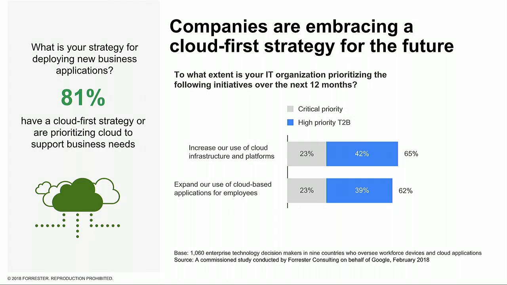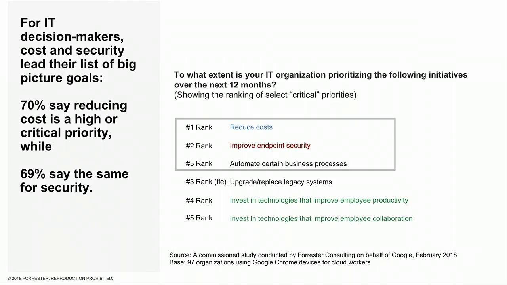So we asked them, to what extent are they prioritizing these following initiatives over the next 12 months? And over 60% responded and said that their use of cloud infrastructure and platforms and their use of cloud-based applications for employees were either a critical priority or a high priority. So there's obviously this trend in moving to the cloud and starting to adopt cloud technologies for organizations all over the world. But we wanted to know why. Why is there this trend? What is driving these organizations to move into the cloud?